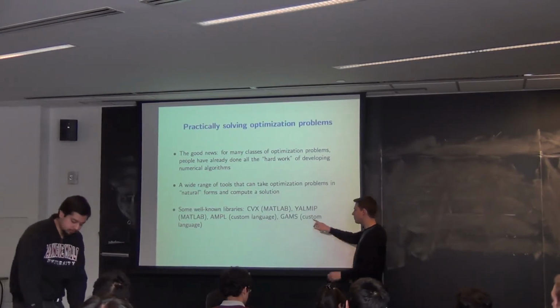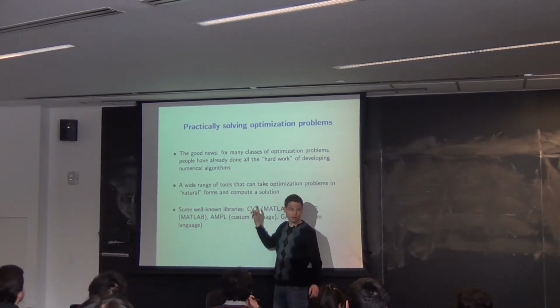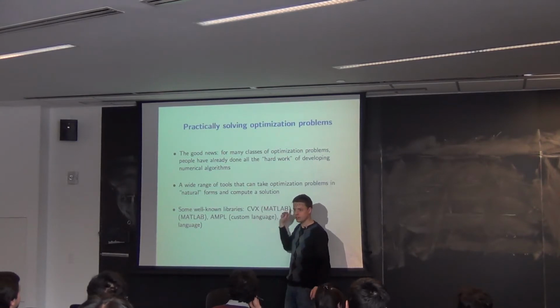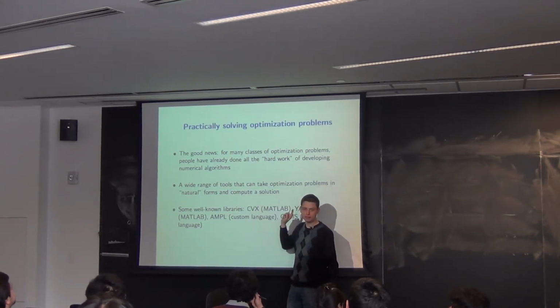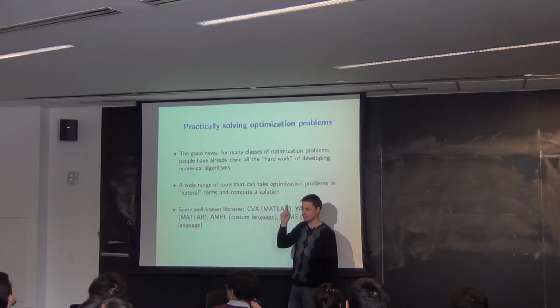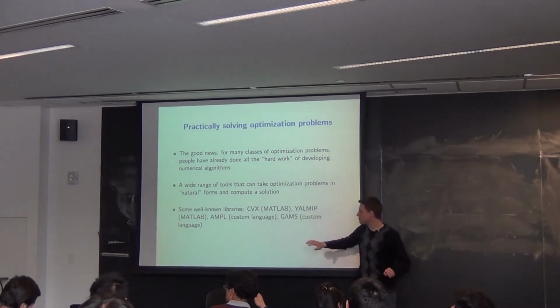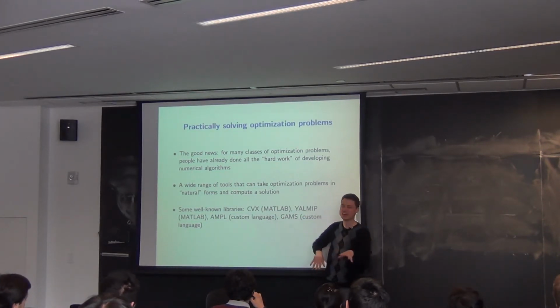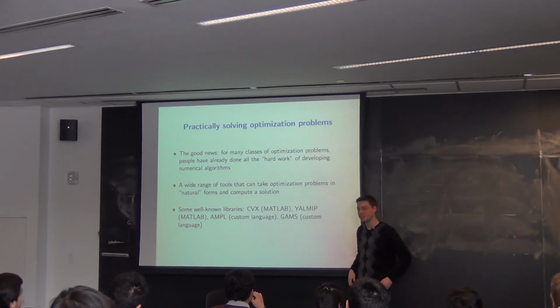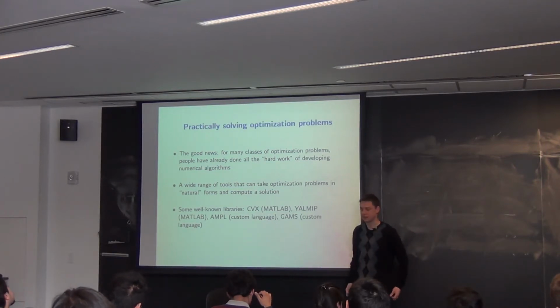There's also something called AMPL and GAMS. These are more OR types. So has anyone used either of these? AMPL or GAMS? I'd be surprised at that. Okay, someone. Wow, all right. Those are a little more esoteric, at least in computer science. They're much more used in a lot of engineering disciplines, but they're a little bit more esoteric here.